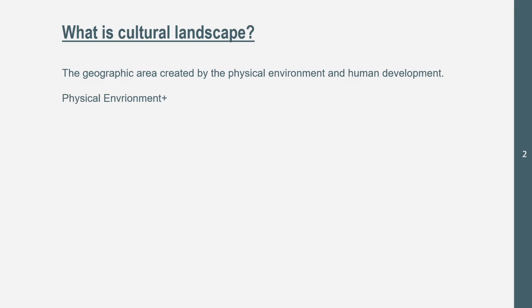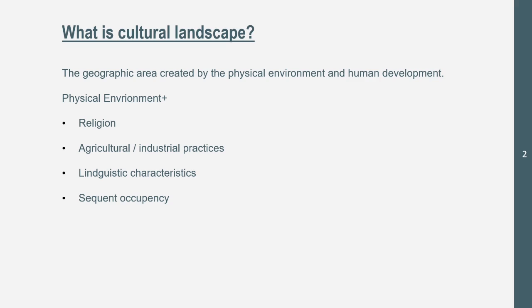Now, physical environment plus what human factors? We have religion, agricultural and industrial practices. How much farming is there? How much roads or buildings is there? Linguistic characteristics. What language is spoken there? What will you see on the signs, the billboards? What will you hear from the people? And then sequent occupancy. How many people are there in an area? These all determine the cultural landscape along with the physical environment.